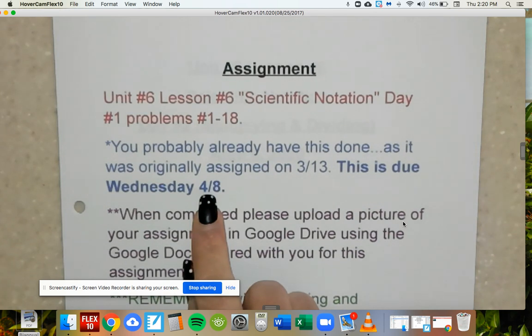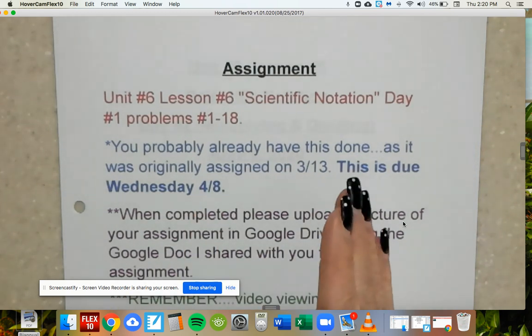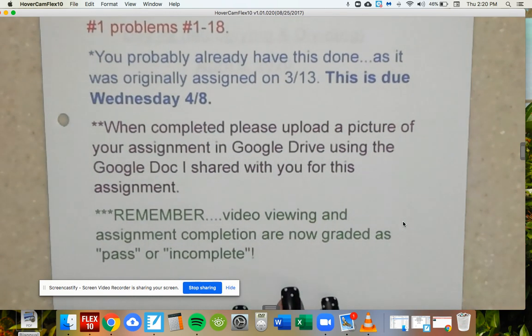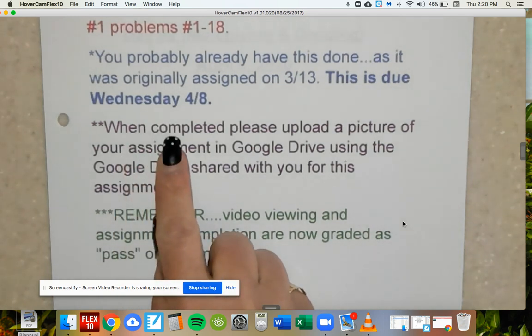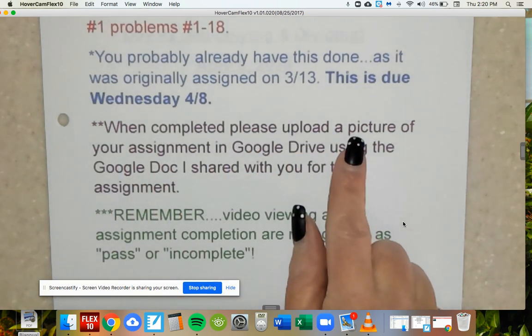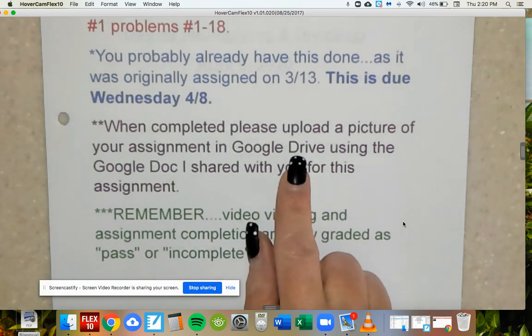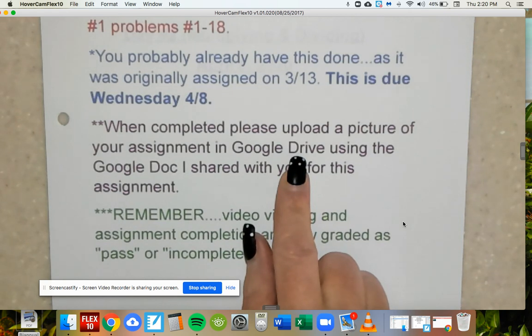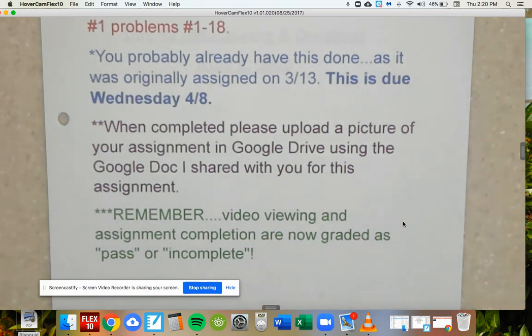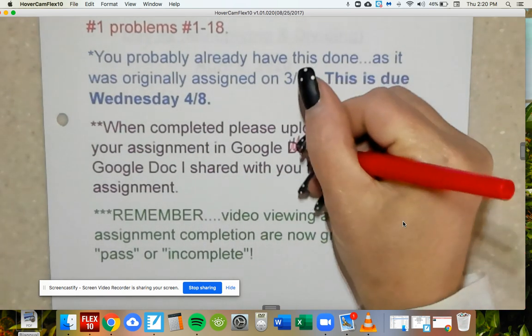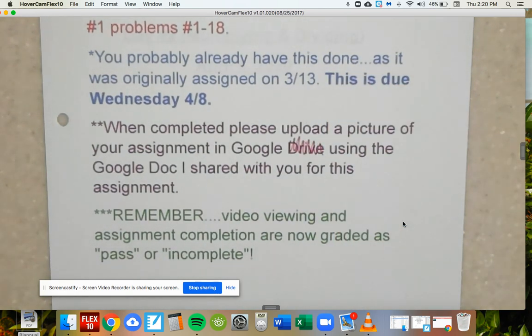And I know you're thinking, how in the world am I supposed to turn my assignment in, Ms. Glessner? Well, remember what I said, it's the new normal. We have to find a way to make this work as best as we can. Here's what I've come up with. When your assignment is completed, I'm asking you to upload a picture of your assignment into Google Classroom. When you click in, what you're going to see is I've created a doc.